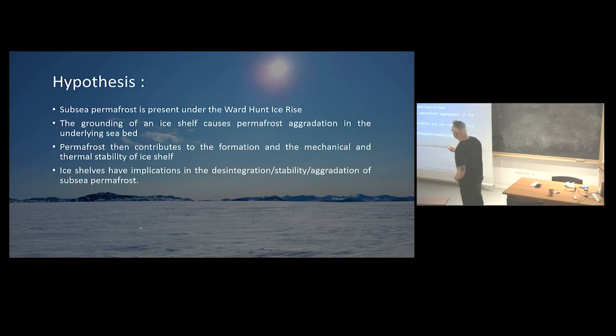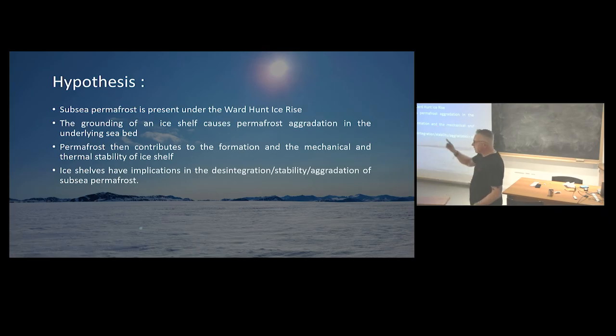Subsea permafrost should be present under the Ward Hunt ice rise. For an ice rise to form, the ice shelf must be grounded to the bottom of the sea. Seawater can go down to -2 degrees C without freezing because of the salt concentration. At -2 degrees C, you're cryotic, you're below zero, but you don't form ice in the clay or in the sediment of the sea bottom.